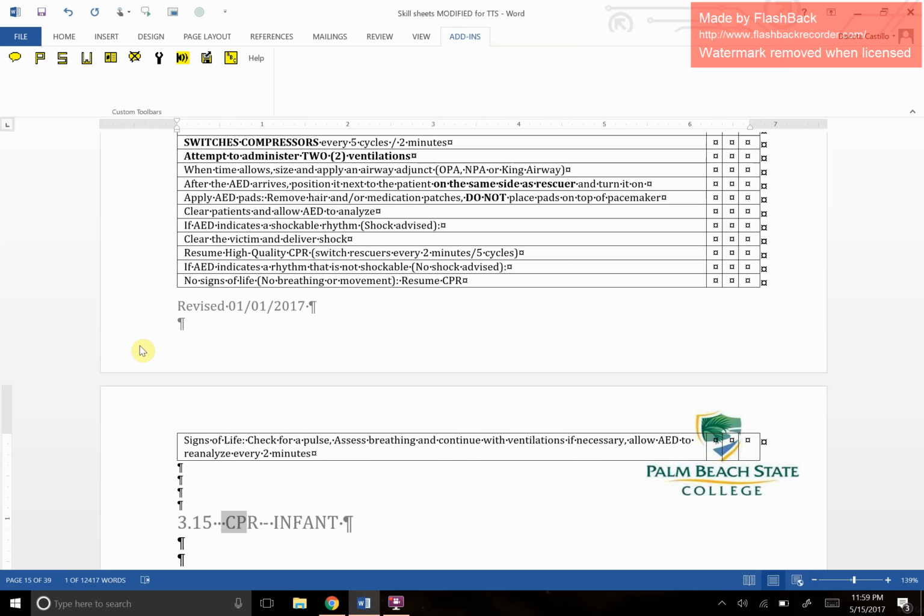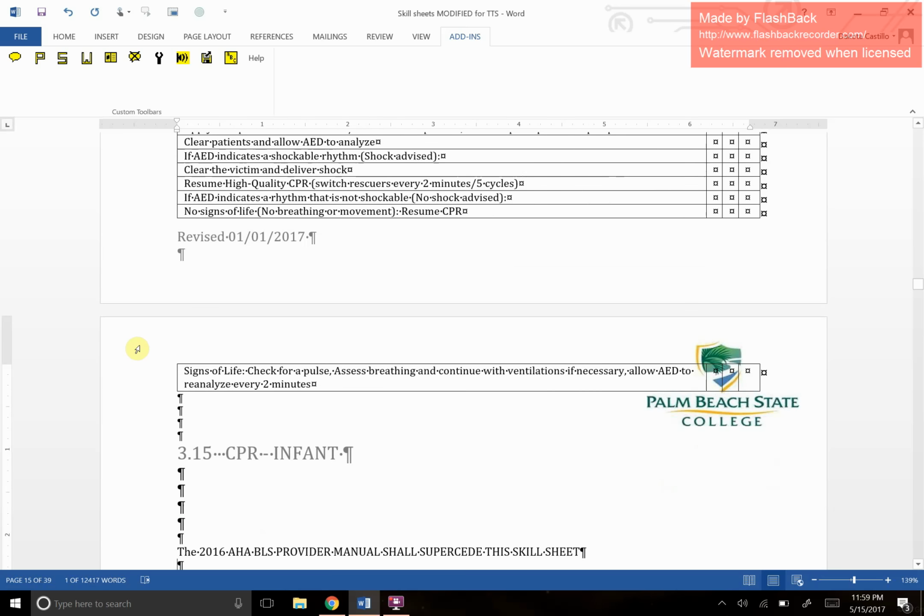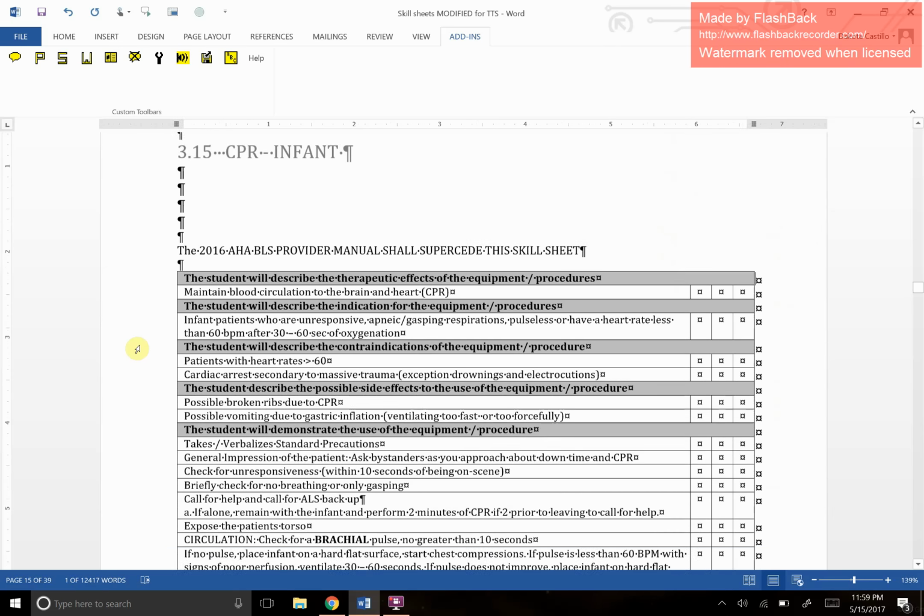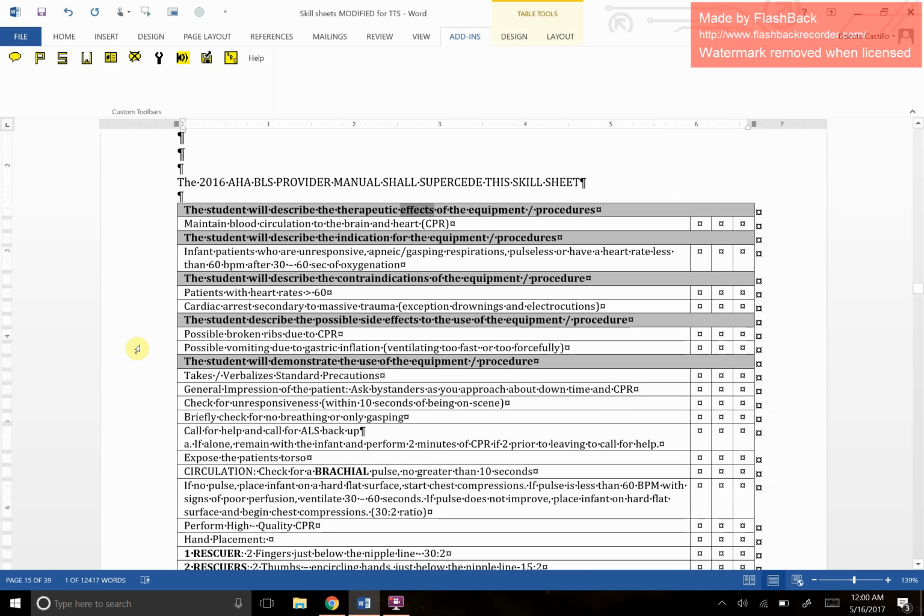3.15 CPR, infant. The 2016 AHA BLS Provider Manual shall supersede this skill sheet. The student will describe the therapeutic effects of the equipment/procedures. Maintain blood circulation to the brain and heart, CPR. The student will describe the indication for the equipment/procedures.